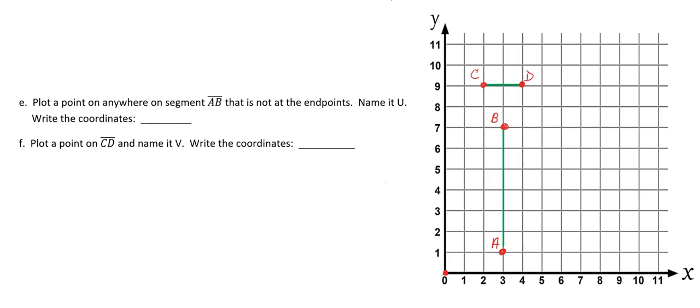The next directions say to plot a point anywhere on segment AB that is not on the endpoints and name it U. So AB is my vertical line. I can choose any of these intersecting points. So I'm going to choose this one and I'll label it U. Its coordinates would be 3, 5 because I start at the origin, go over 3 and up 5.